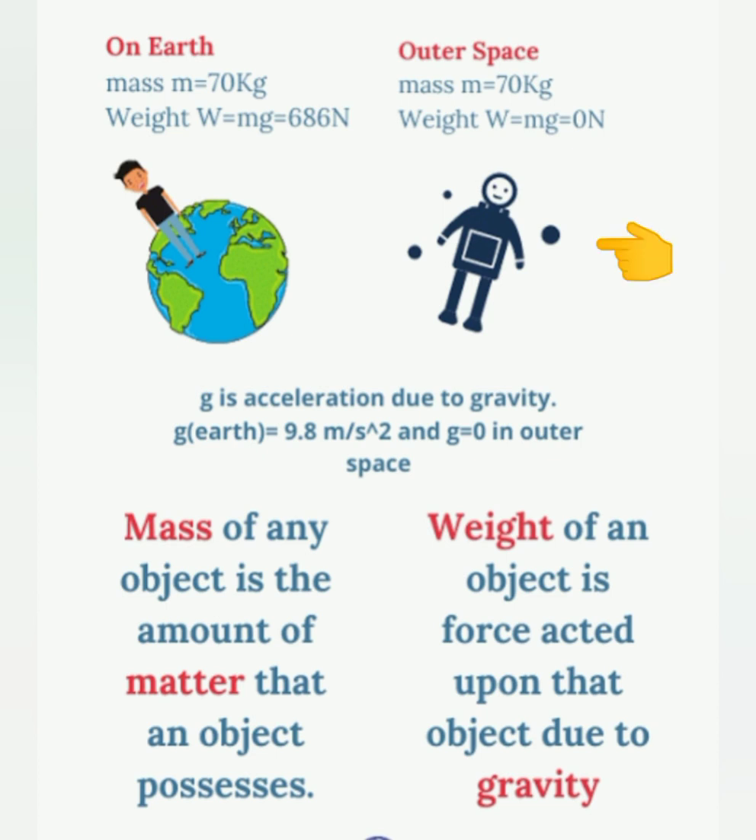The weight of a body can be zero if no force of gravity acts on the body. Fourth point, the SI unit of mass is kilogram. The SI unit of weight is Newton. Now, fifth point, the mass of a body is measured by a simple beam balance or physical balance, whereas the weight of a body is measured by a spring balance.